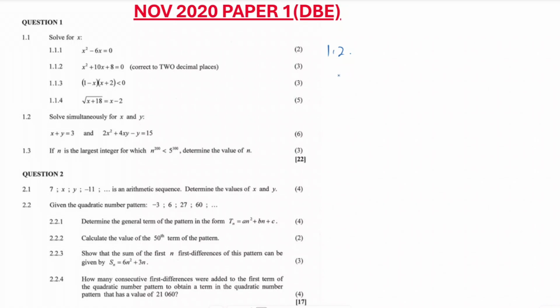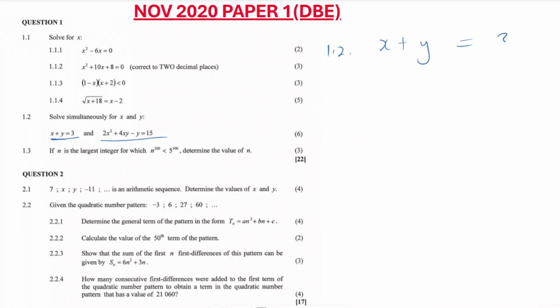Simultaneous equation. Solve simultaneously for x and y. X plus y is equal to 3 and 2x squared plus 4xy minus y is equal to 15. So when you're answering simultaneous equations in grade 12, we are going to use the substitution method. There is no elimination in this case. So what you need to do here, you use the linear equation, which is this one. You make one of the two the subject, or you can use even this one, but it is easier to use the linear equation. So x plus y is equal to 3.